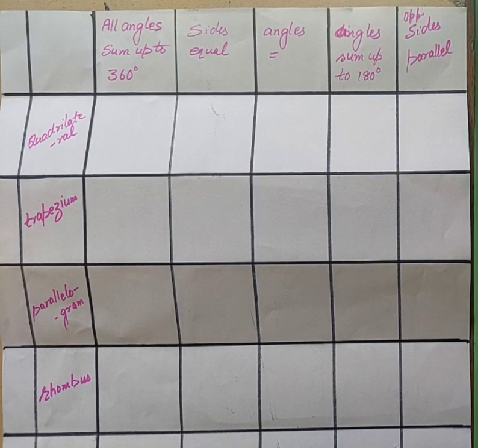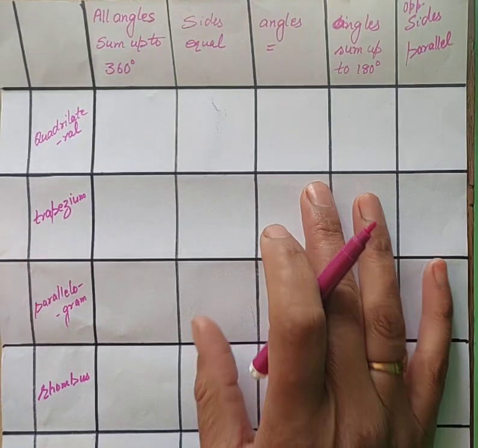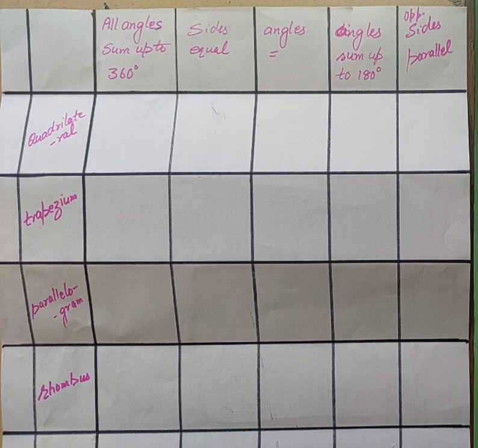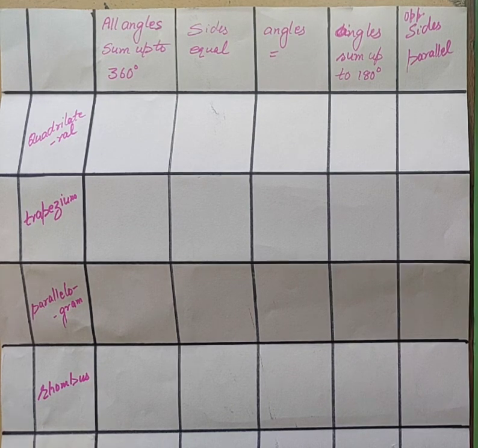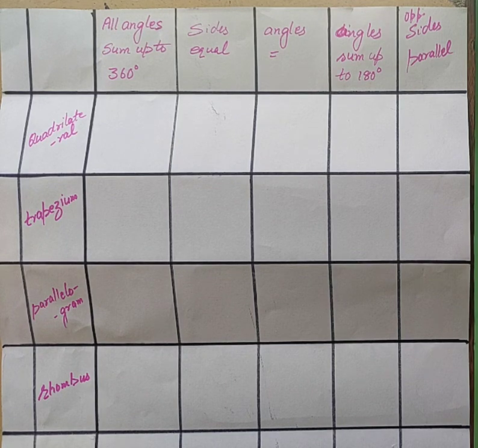This is a sheet here to recall and list whatever you have observed about the quadrilaterals. How to fill it, I'll tell you later. First of all, you have to make this table on a drawing sheet or any other blank paper.